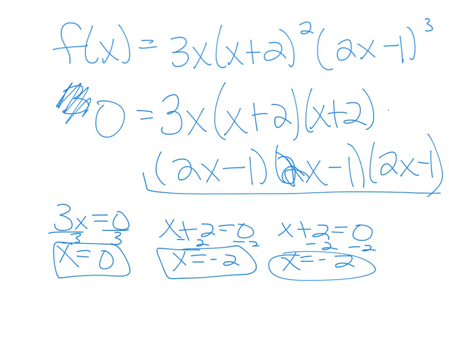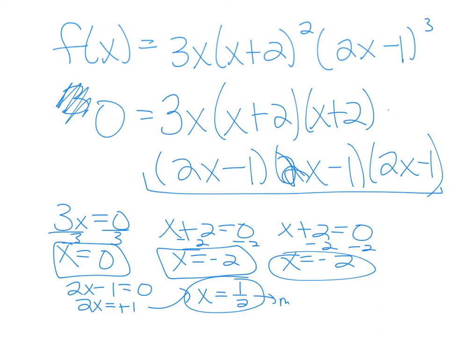And then I have these 3 factors of 2x minus 1, which, when each is set equal to 0, give me a zero at 1/2. So I would add 1 to both sides, divide by 2, I get x equals 1/2, and that has a multiplicity of 3. It has a multiplicity of 3 because there are 3 factors of 2x minus 1, and if we set each of those equal to 0, we would get 1/2 3 different times.